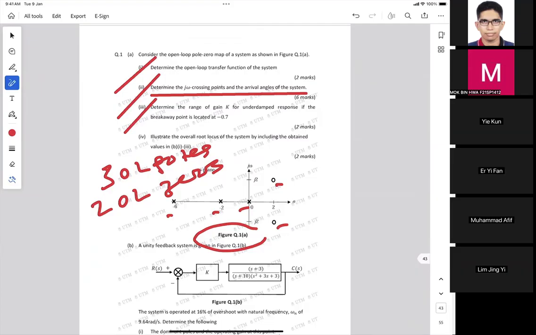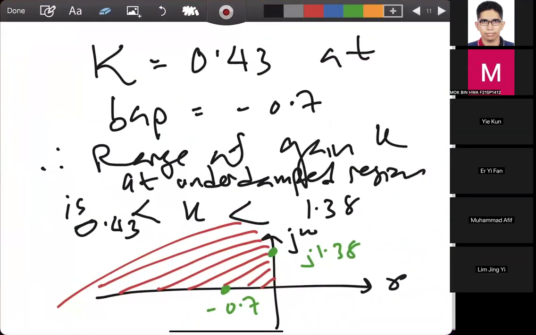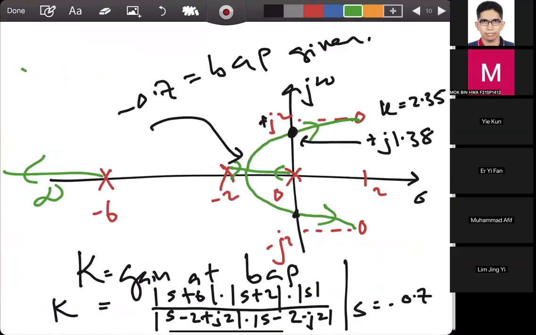Illustrate the overall locus by including obtained values. Okay, that one you draw again. You draw back, like I did in the question. Yeah, I draw like this. Okay, you have to draw like this. Some sketching.